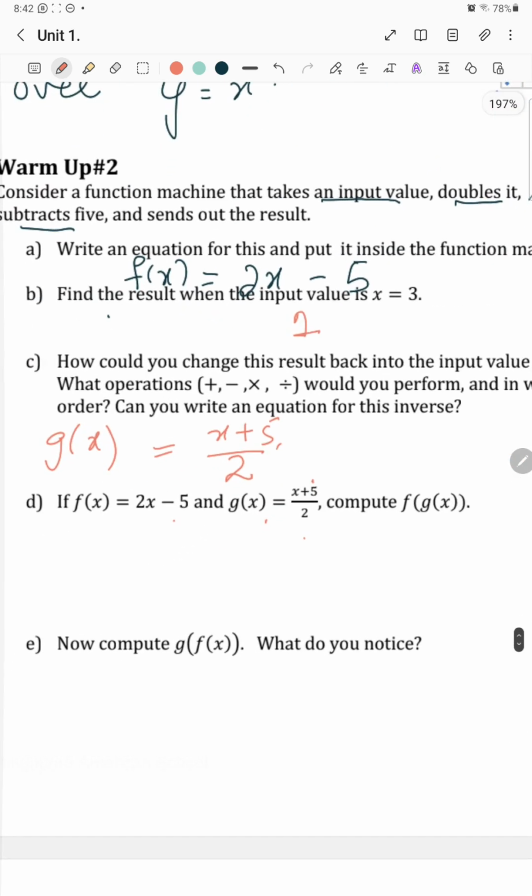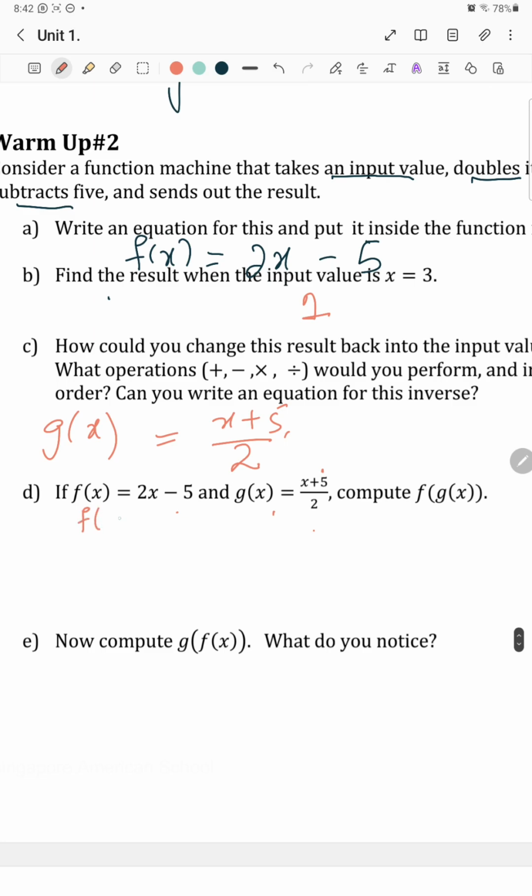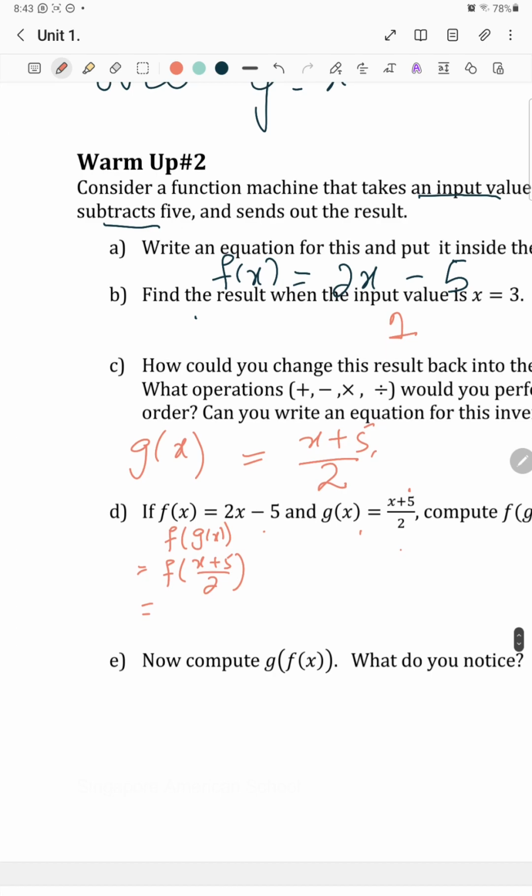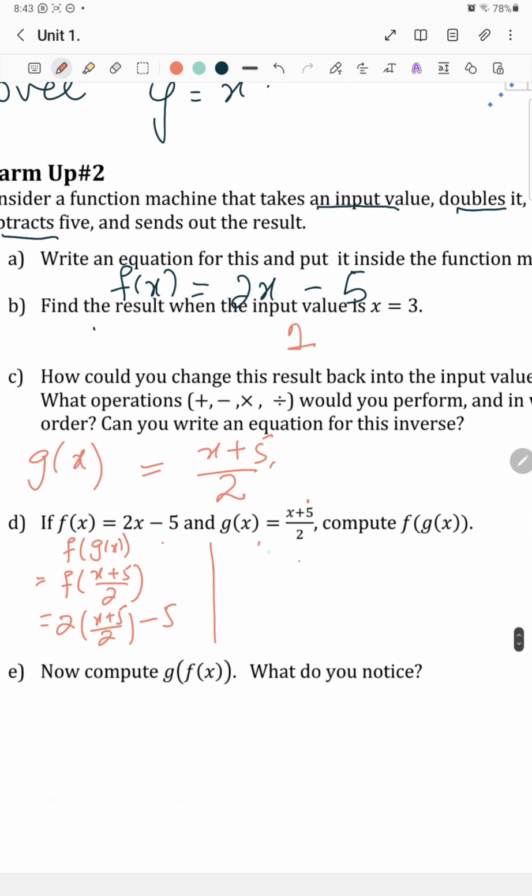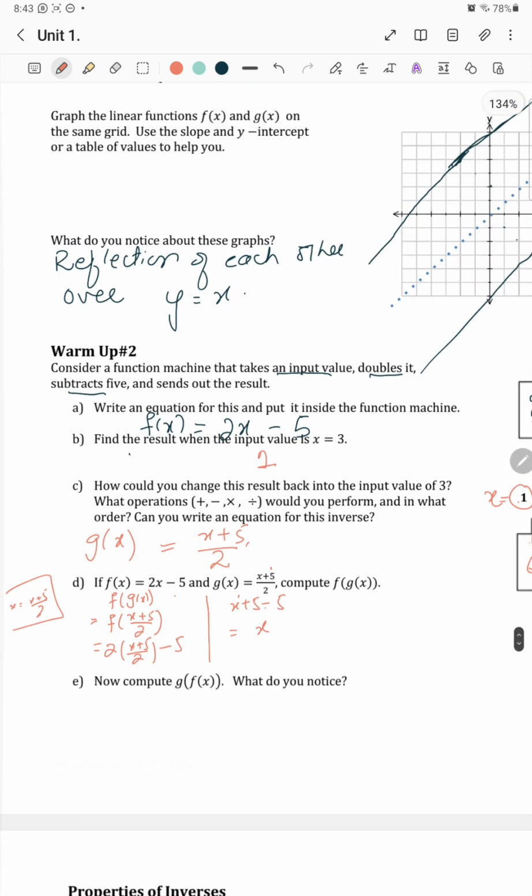Find f of g of x. To find f of g of x, f, what is g of x? x plus 5 by 2. So now the new x is x plus 5 by 2. So it's f of that. So what is f of x? 2x minus 5. So it's x plus 5 minus 5, which is equal to x.